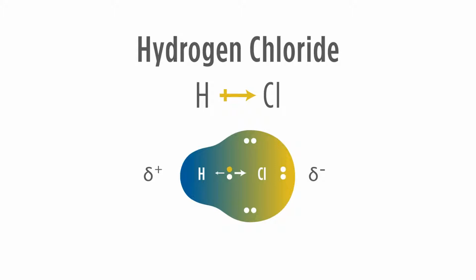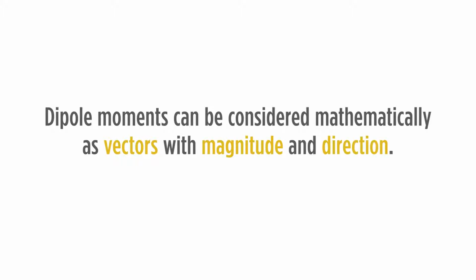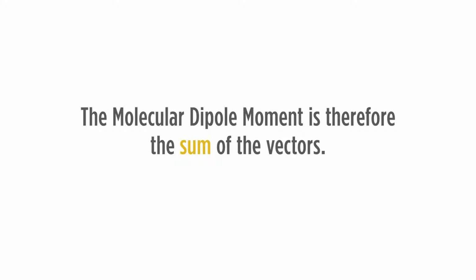When we consider the dipole moment of a molecule, we have to consider what a dipole moment is portraying. A dipole moment can be considered mathematically as vectors with a magnitude and direction. If we think about that, then the molecular dipole moment is therefore the sum of the vectors. Let's look at a simple problem. If I had a very large magnitude vector in one direction and two smaller magnitude vectors in other directions, when I sum those, the overall would be a smaller vector going in the direction of the larger magnitude.